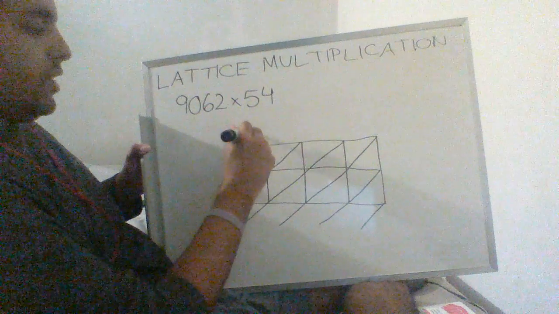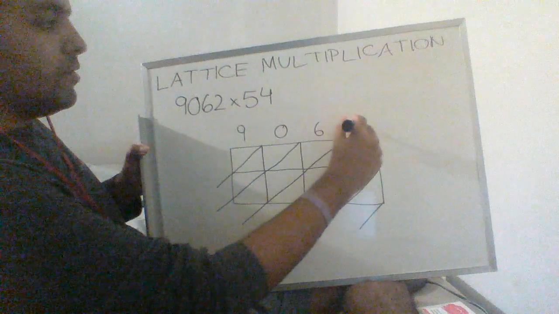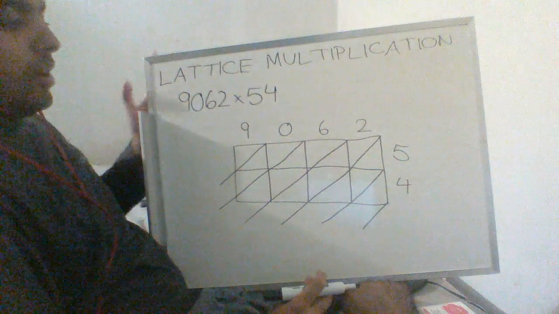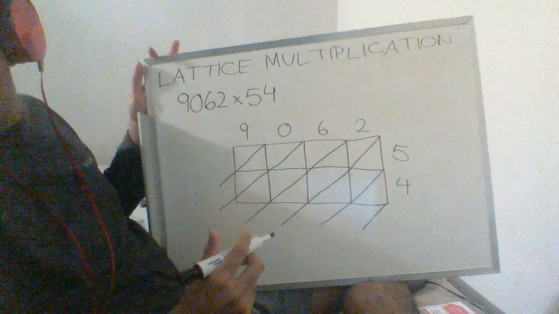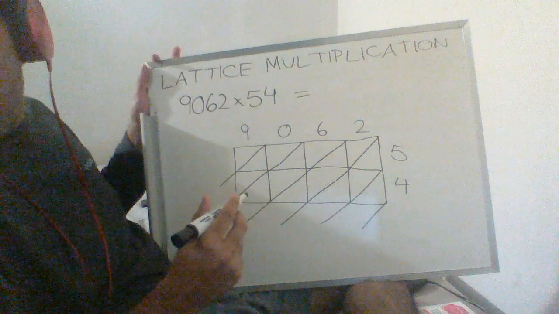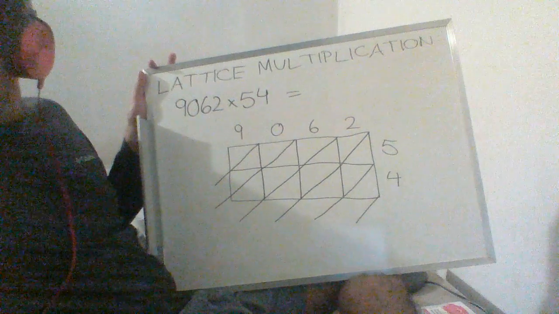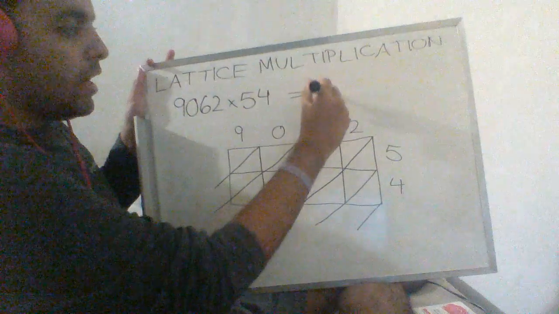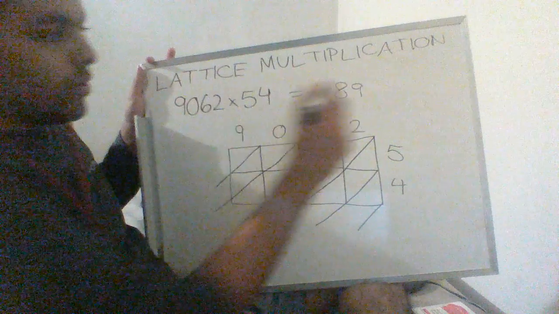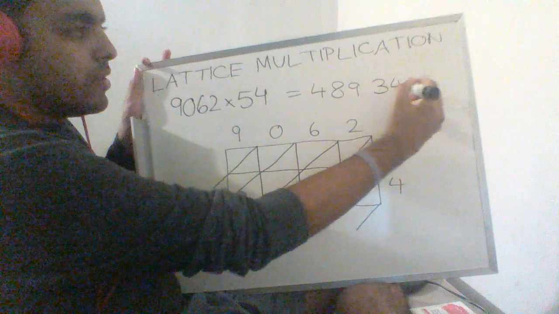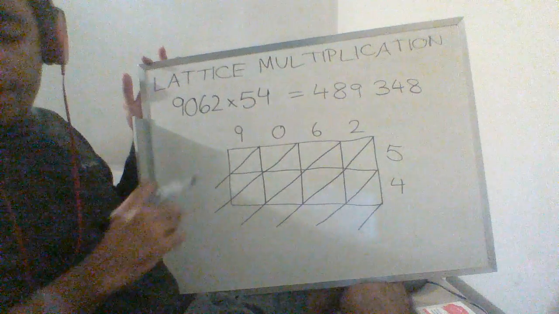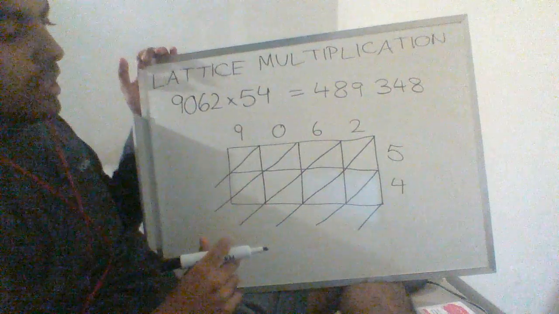And we'll put the numbers in now. So we've got 9,062 multiplied by 54. Alright, so the target answer, the one we got before, I'll give you that now just so we can see if it matches. The one we got before is 489,348. So that's our target. That's the number that we want to get this time. And if we get the same answer, then we can have confidence that this works just as well as long multiplication.